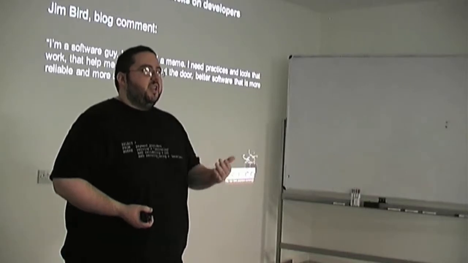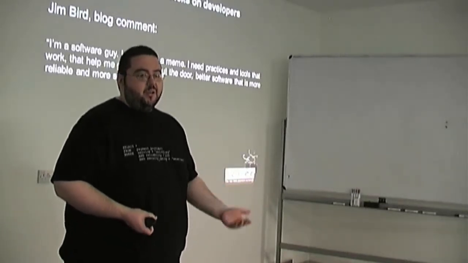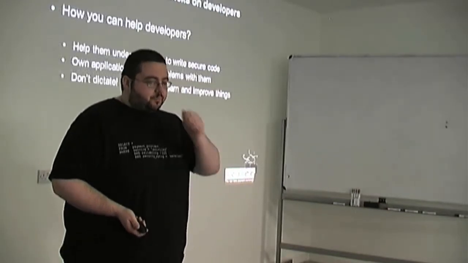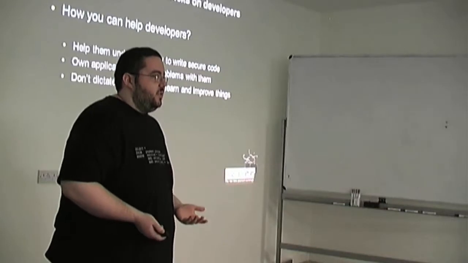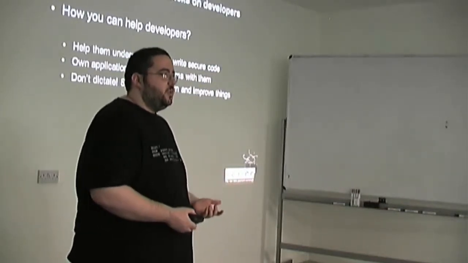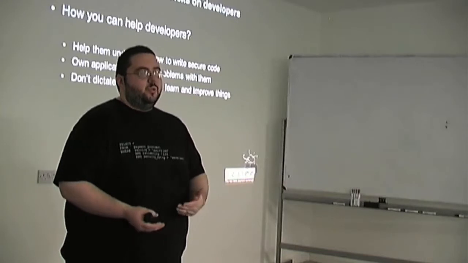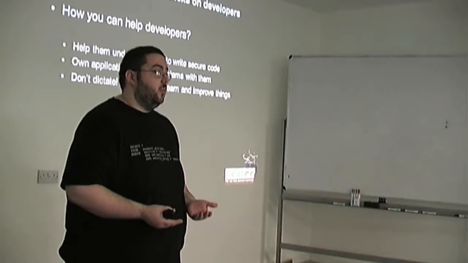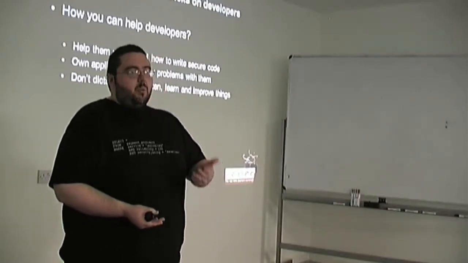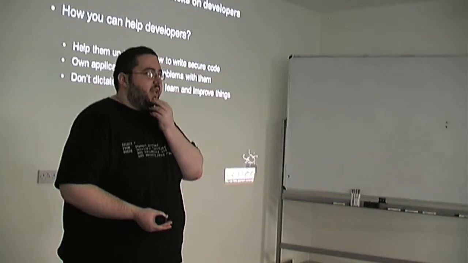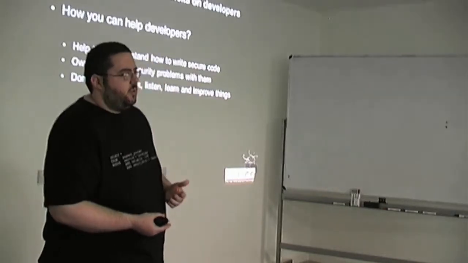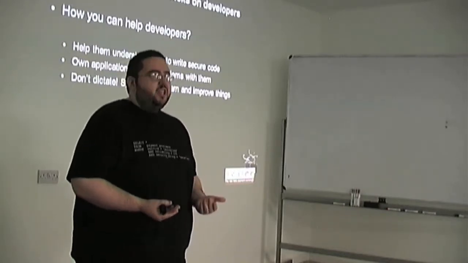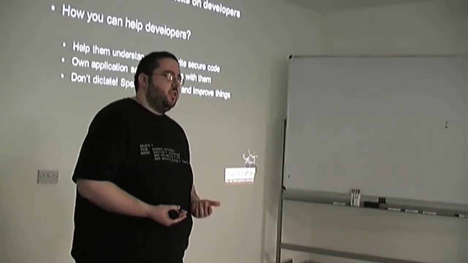And more specifically, they must help them get software out of the door, better software that's more reliable and more secure. So what can we do to help developers? We do need to help developers, because ultimately, they're the ones who will determine whether your application security program produces secure code or not, because they're the people writing that code. And the first bullet point, again, seems almost too obvious to put in the presentation, but I'm saying make sure that you help developers understand how to write secure code.